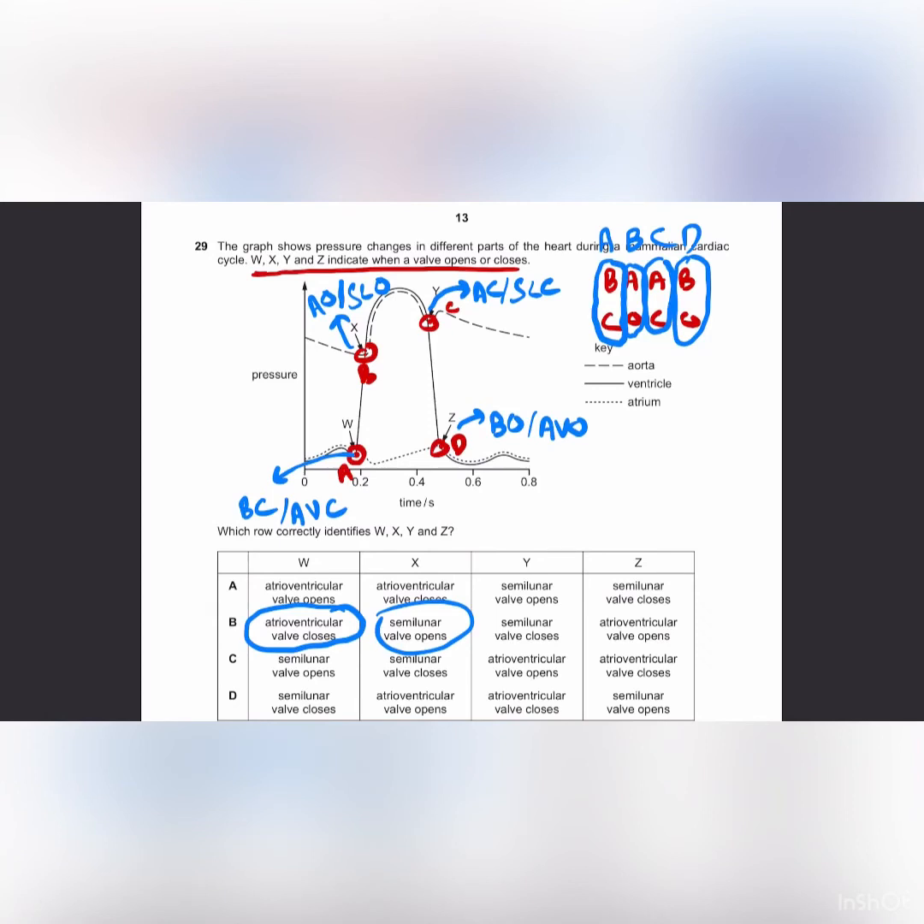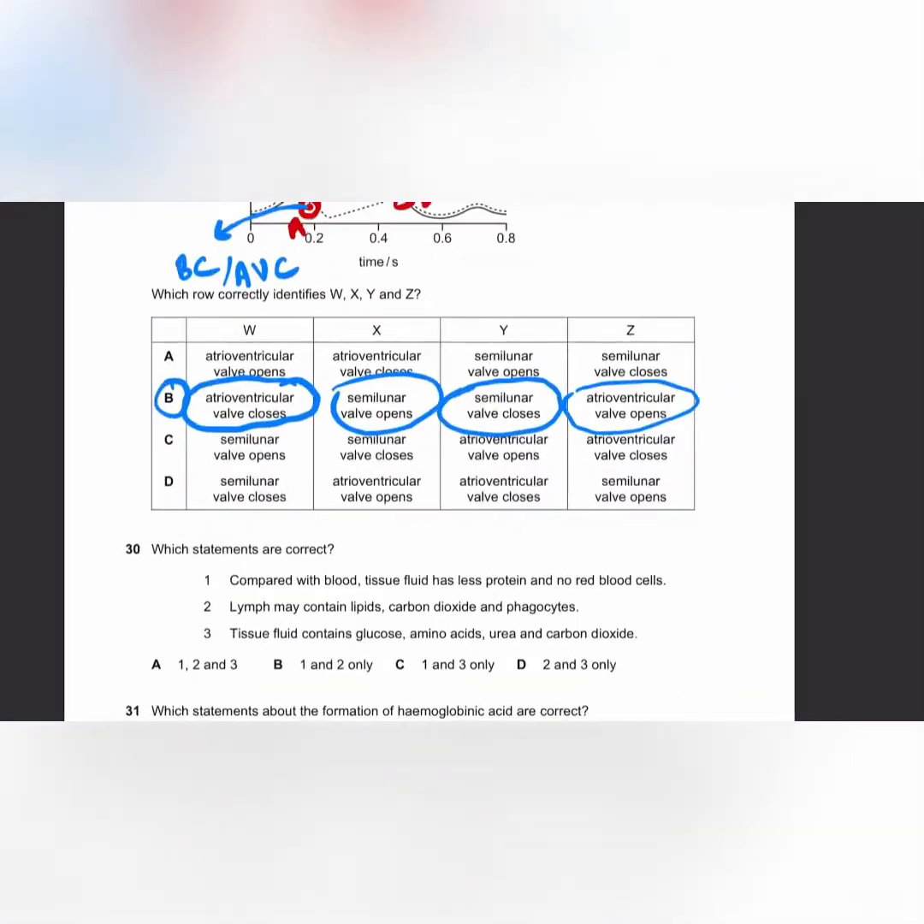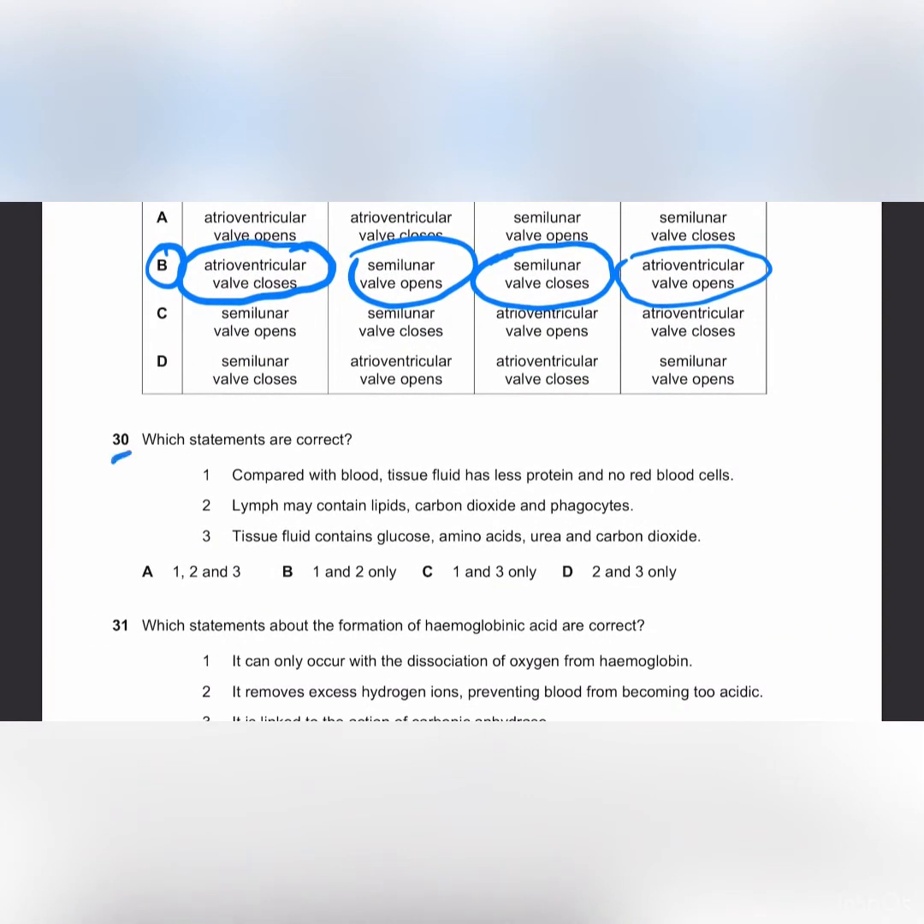For Y, which is point C, aortic valve closes or semilunar valve closes. And for Z, which is point D, AV valve opens. The answer is B. This is the best mnemonic for you to memorize, in which you can deal with such MCQs. MCQ number 30. Which statements are correct?